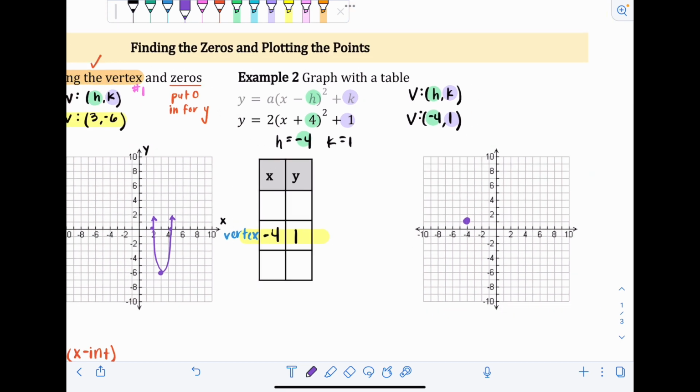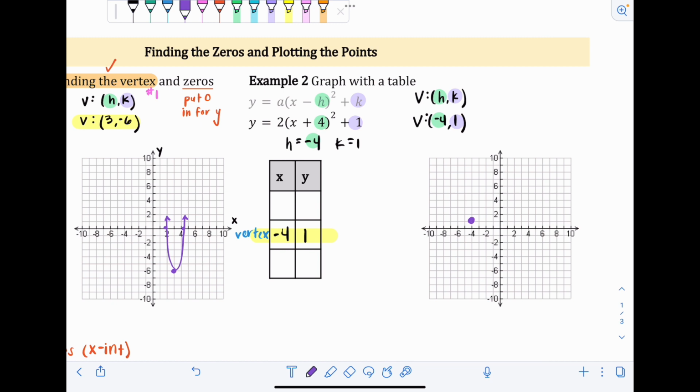Okay, so now think about this parabola. The a value tells us if the graph opens up or opens down. We have a positive a value, which means, and this is not going to be the actual graph, just a sketch, that the graph would be going up. So there would be no x-intercepts, which means there would be no zeros. So we couldn't use the same strategy for this problem to get points.